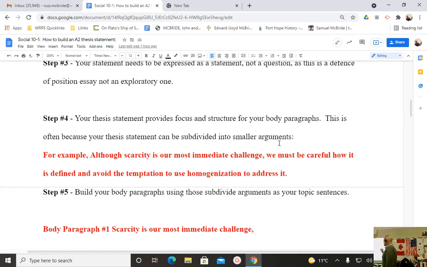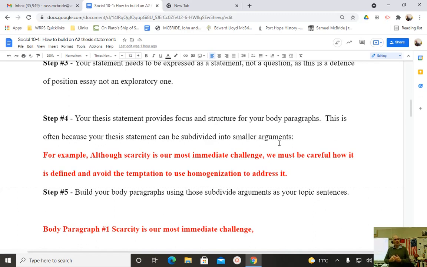So, this point on thesis creation is that depending upon your wording of your thesis, it should provide focus and structure for your body to come. I'm going to do this, this, and this. What is a thesis statement? It's a promise. A thesis statement is a promise to the reader. I'm going to do this, this, and this. Therefore, if that was your promise, although scarcity is our most immediate challenge, we must be careful how it is defined and avoid the temptation to use homogenization to address it.